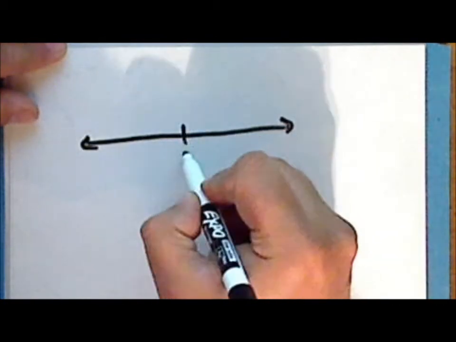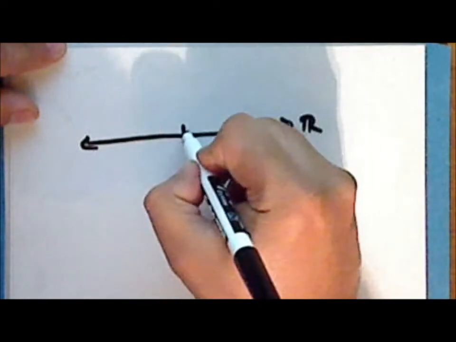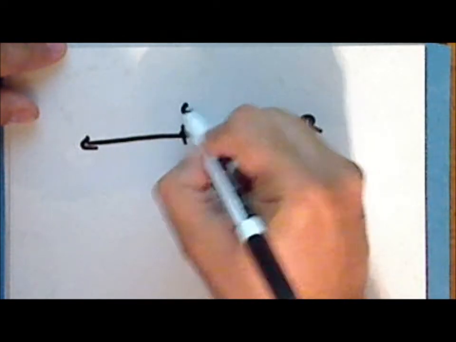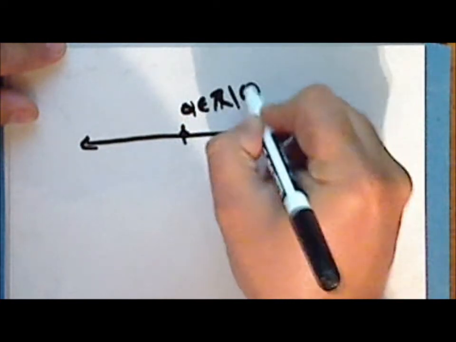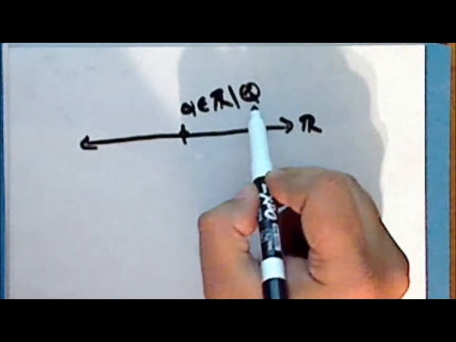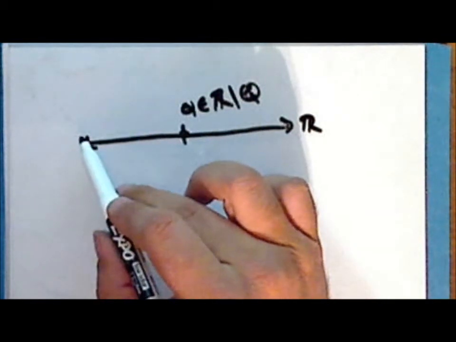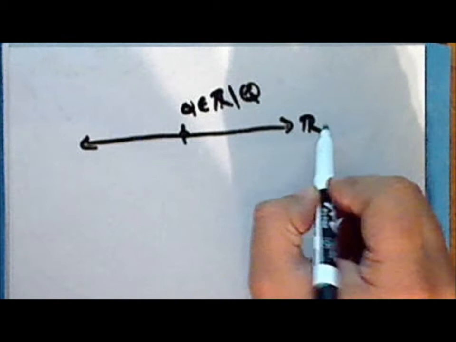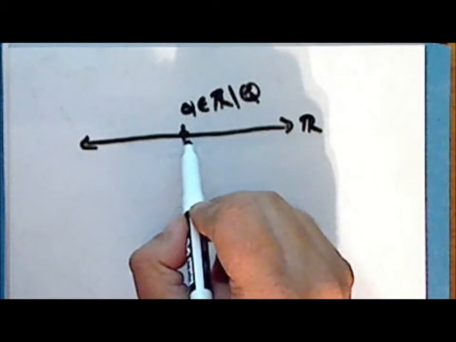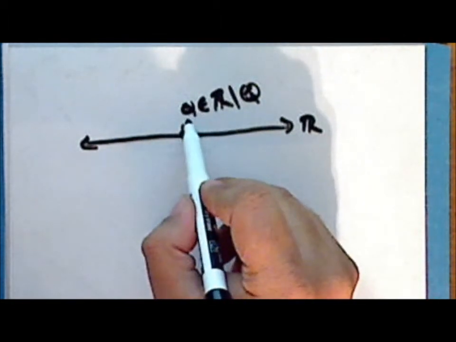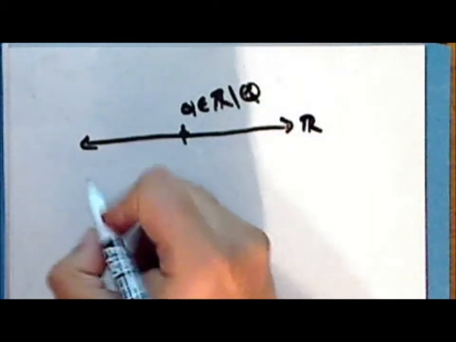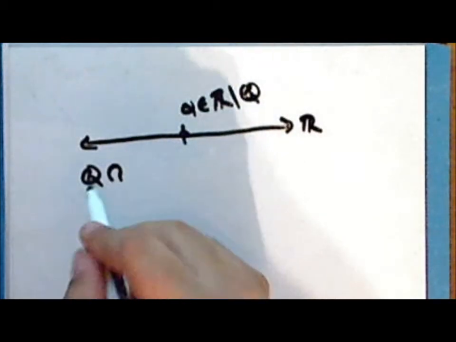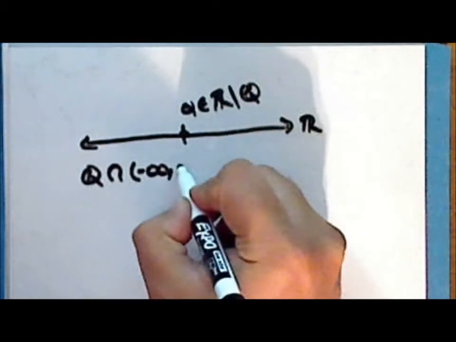Now, once again, constructing a separation for the space of rationals is a simple process. We simply choose an irrational number alpha, and then all rational numbers in the open ray from alpha to negative infinity are separated from the rational numbers in the open ray from alpha to positive infinity. Now, the rational numbers considered as a subset of the reals that coincide with the open ray from alpha to negative infinity can be represented as the intersection of the rationals with the open ray from negative infinity to alpha.